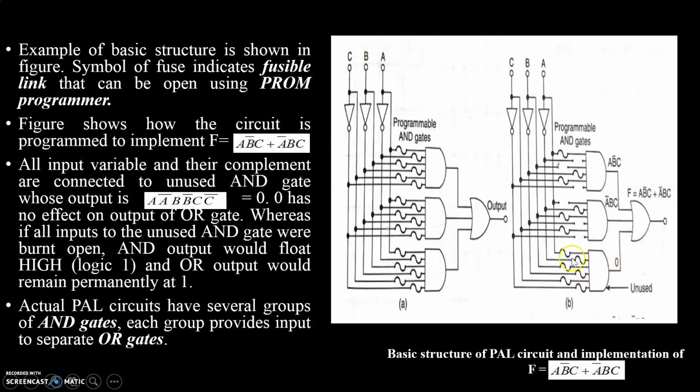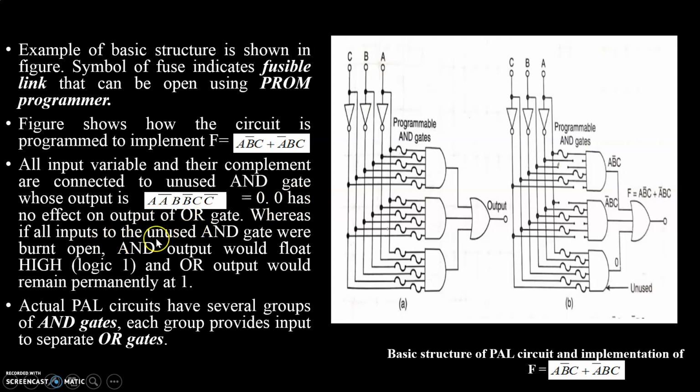All input variables and their complements are connected to the unused AND gate. Here you can see this is the unused AND gate. Unused AND gate means the output of this AND gate is equal to 0, and this 0, which is the input to the output OR gate, is not going to affect the output of the OR gate. The output of the unused AND gate is A bar, B into B bar, C into C bar, which is equal to 0, whereas 0 has no effect on the output of the OR gate.